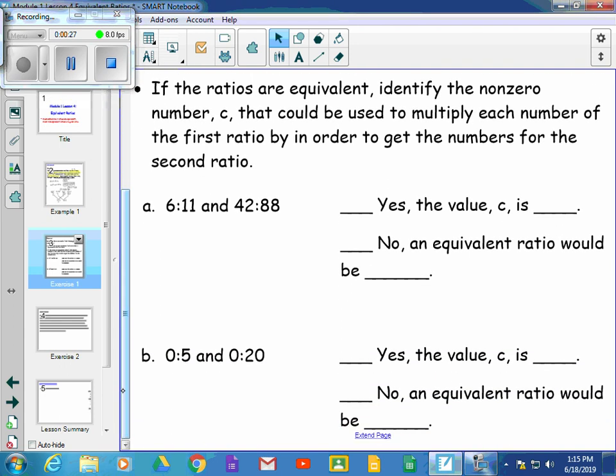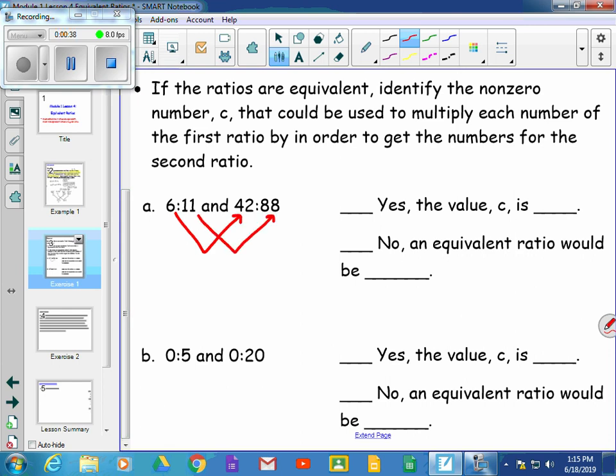So let's look at letter A here. In order to be equivalent ratios, we've got to multiply each term of the first ratio by the same amount in order to get the second ratio. If I want to know 6 multiplied by what will give me 42, that's a math fact. 6 times 7 equals 42. Well, in order to be an equivalent ratio, I'd also have to multiply that 11 by 7 and get 88. But as you can see, that is not true. So that tells us that 6 to 11 and 42 to 88 are not equivalent.